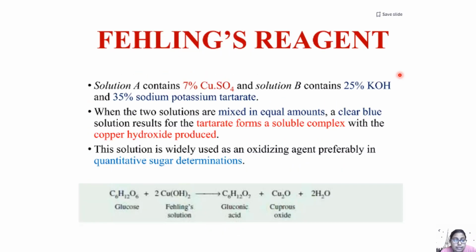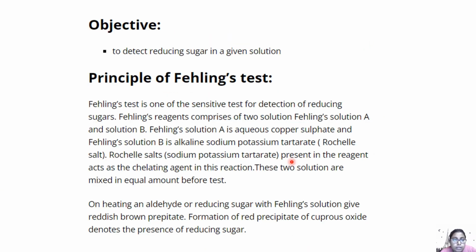You can see that once you mix the two solutions of Felling's reagent, copper hydroxide is formed, and then when it interacts with the reducing monosaccharide, these are the products. Basically, the objective is to detect reducing sugar in a given solution. That is the objective of a Felling's test. The principle is quite simple. It is one of the sensitive tests for detection of reducing sugars, and Felling's reagent comprises two solutions, A and B.